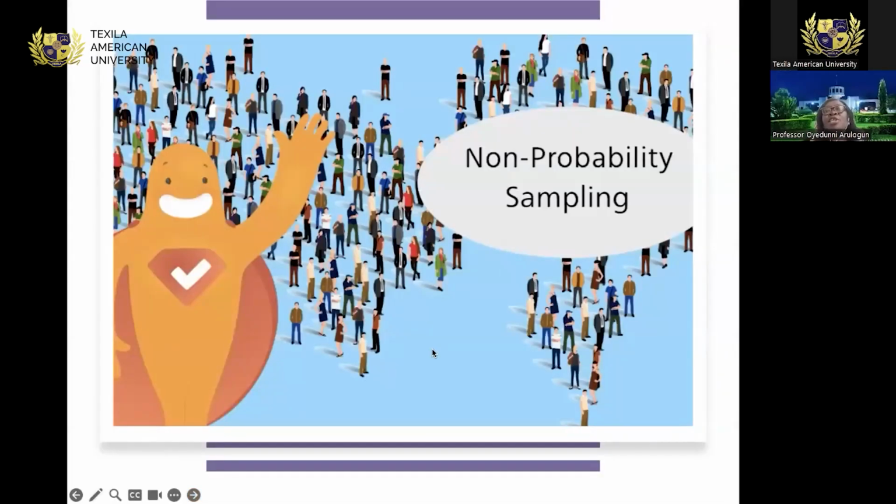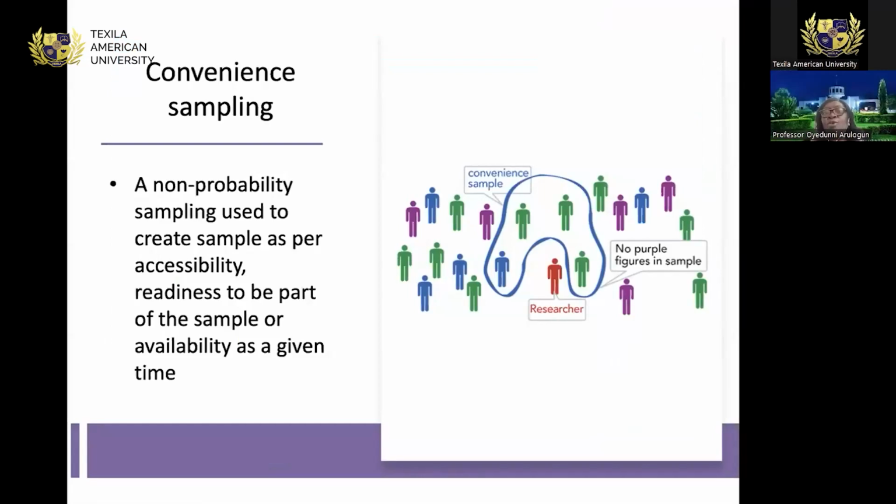Now that takes us to the non-probability sampling. Convenience sampling is one of the non-probability methods. A non-probability sampling is used to create a sample due to accessibility, readiness to be part of the study, or availability at a given time. If you look at the picture that is here, the researcher just got people who are available at the time of the study and who were willing to participate. So in non-probability sampling, there is no equal chance of participation.